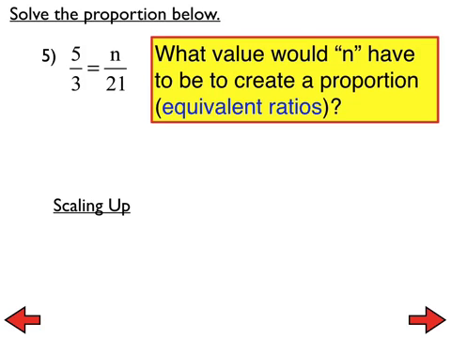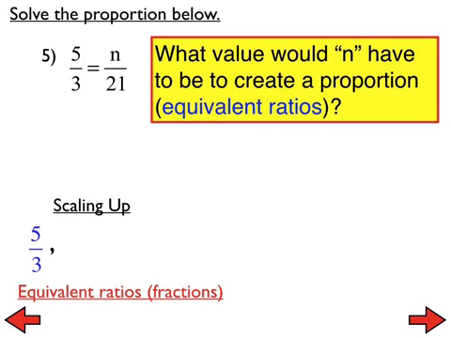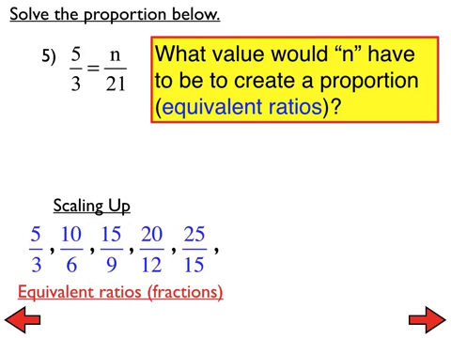Here's the scaling method. First, you start with 5/3, and then you scale up. Times 2 would be 10 over 6. Times 3 would be 15 over 9. 5/3 times 4 would be 20 over 12. And I have to keep going until the bottom number is 21. Can I stop now? Yeah. Good. So 5/3 equals 35 over 21, which means n equals what? 35. That's one way to do it.